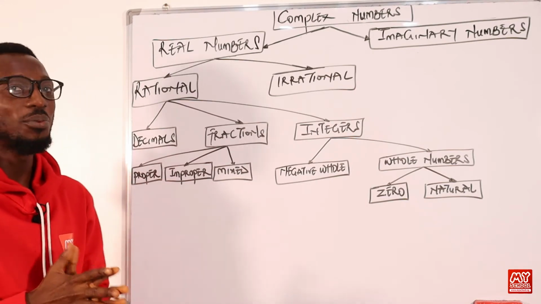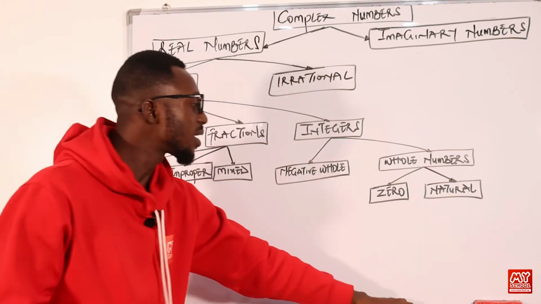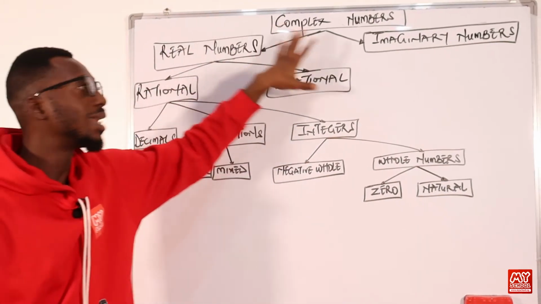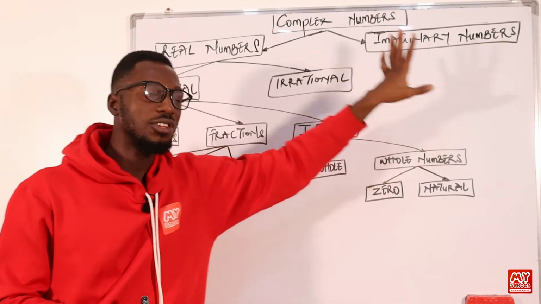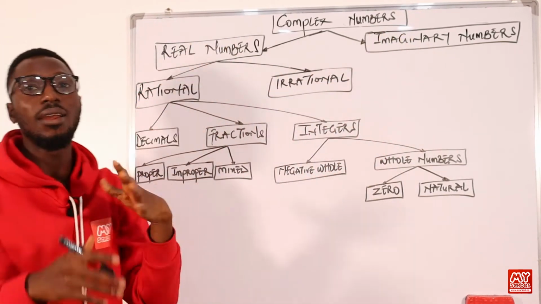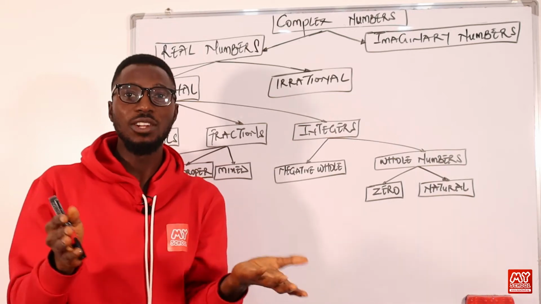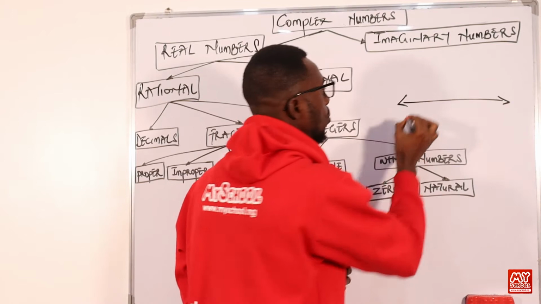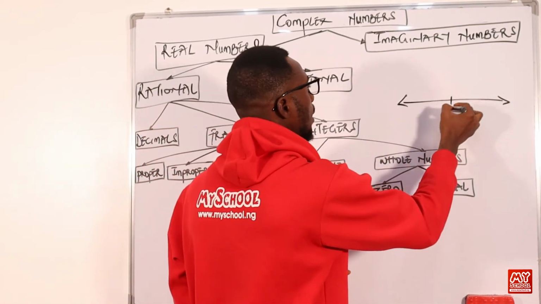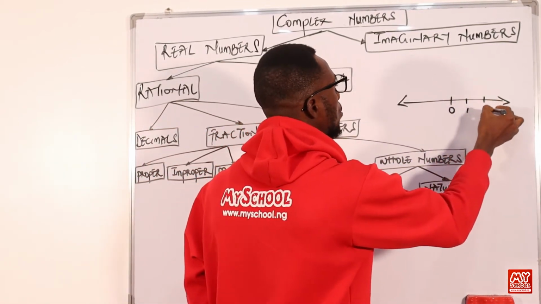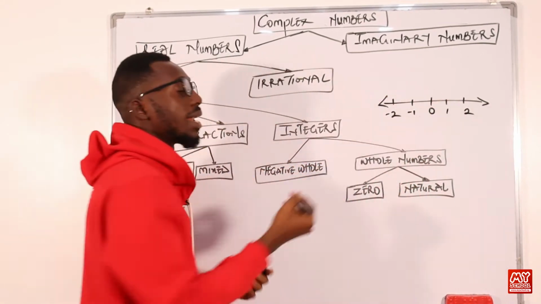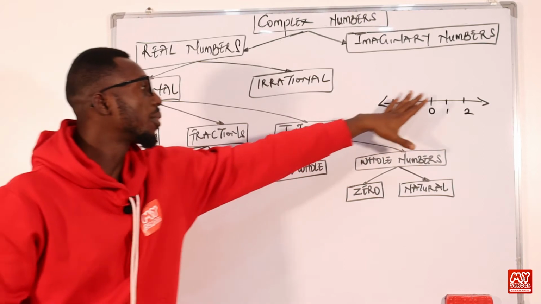So join me as we begin with complex numbers. So what are complex numbers? They are numbers that actually comprise the real parts and the imaginary parts. The real numbers, you can express them on a number line. Remember your number line? We've used this several times in our video lessons, where you have something like this: 0, 1, 2, and minus 1, minus 2. So you can express real numbers on this.